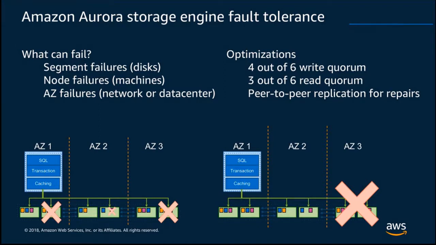Now, if an entire availability zone fails, yeah, we've lost 2 copies out of 6, but we still have 4. And because of our write quorum, we can actually still keep running. Aurora will keep running even if an AZ fails. So, you know, it's very tolerant of failures, and all this is done automatically down in the storage layer.